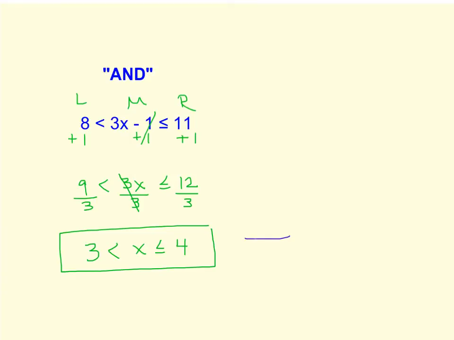On a number line, it's just a 3 and a 4, so here's 3, here's 4. On the 3, we have an open circle, and the 4 has a closed circle, and then it's an and, so we shade everything in between.